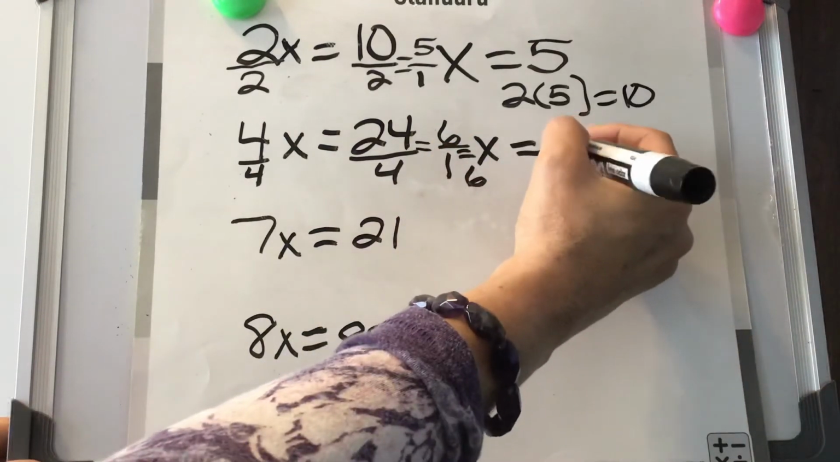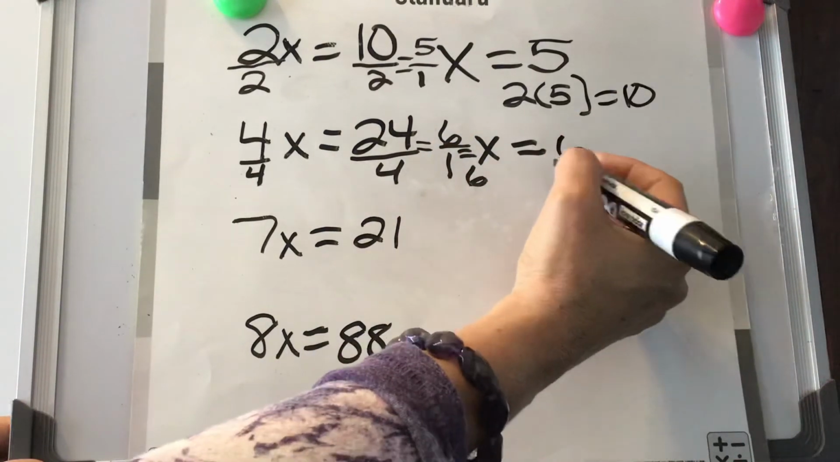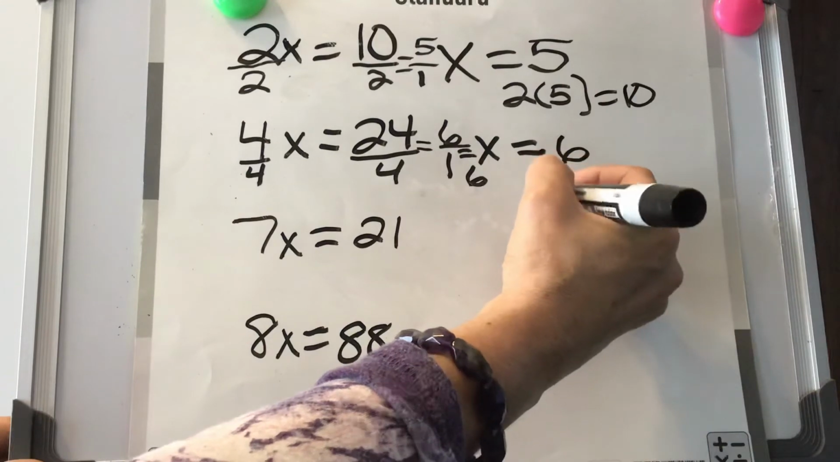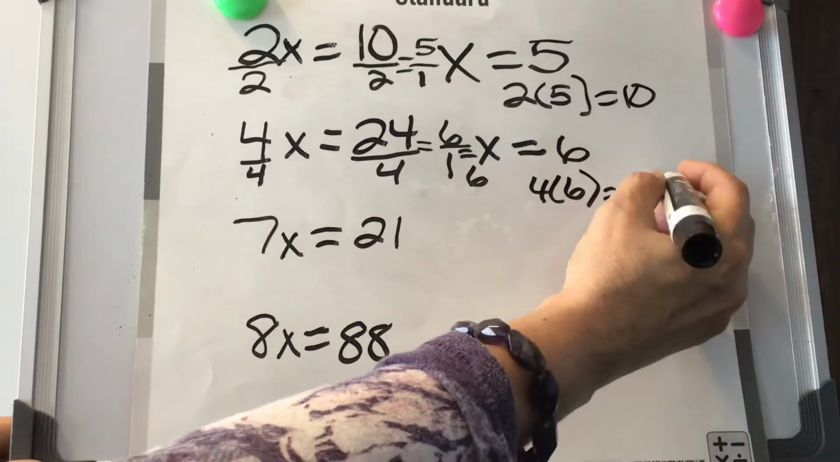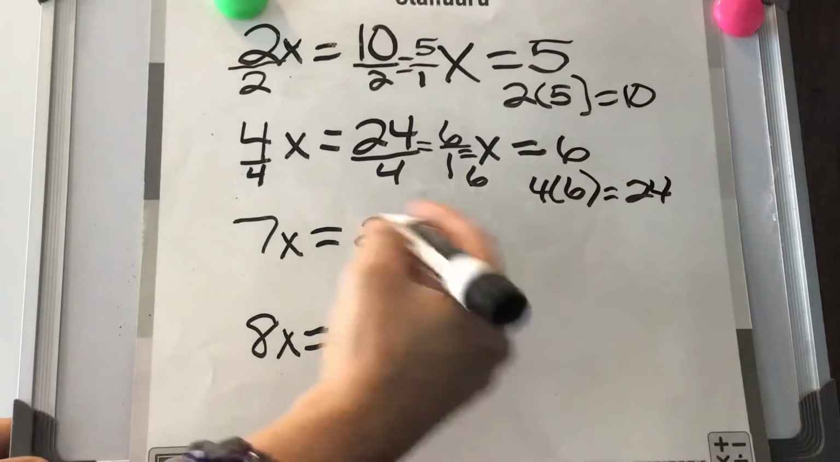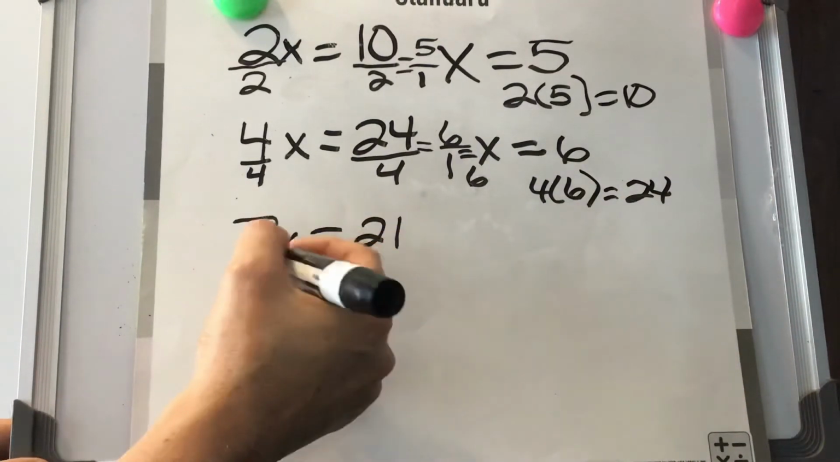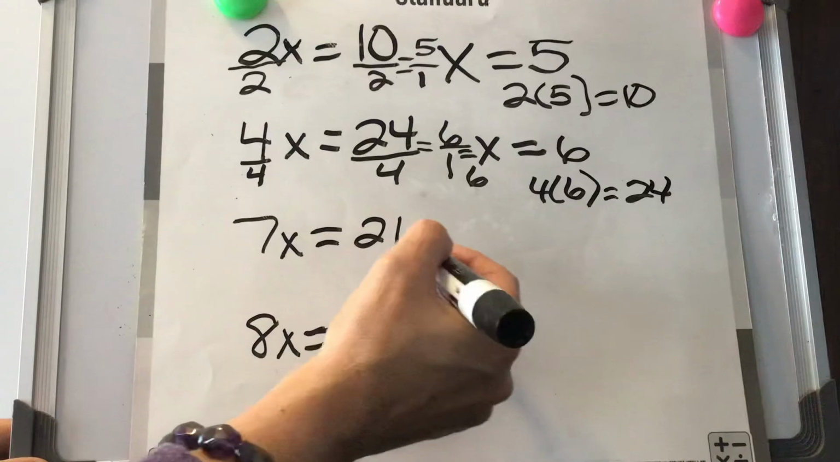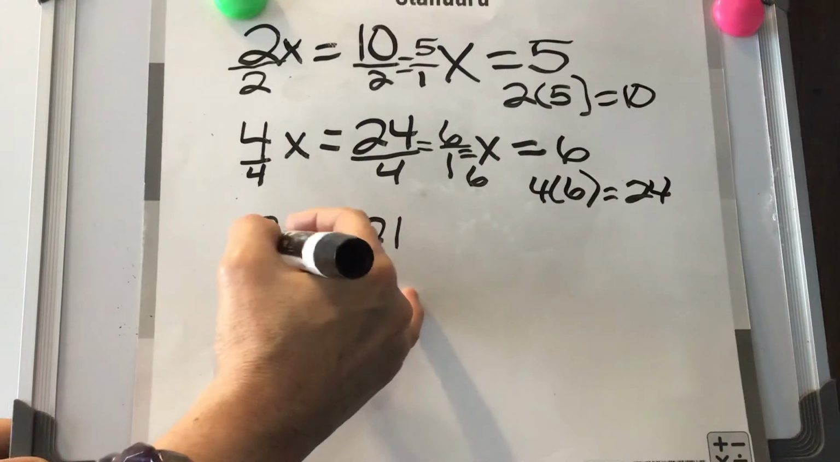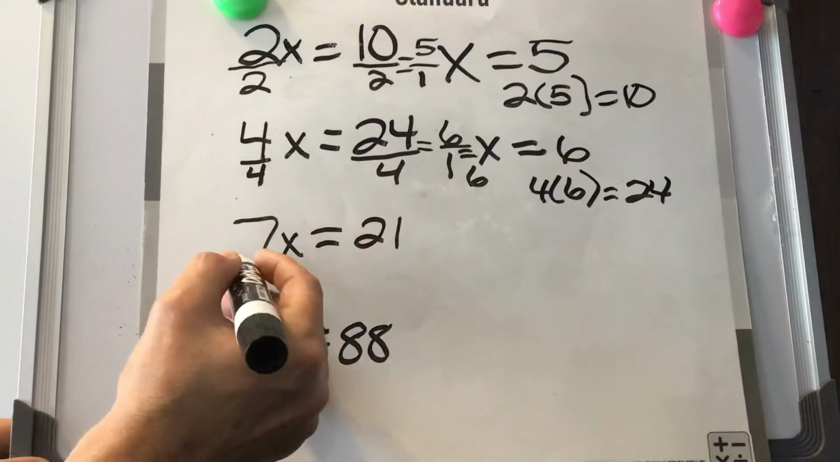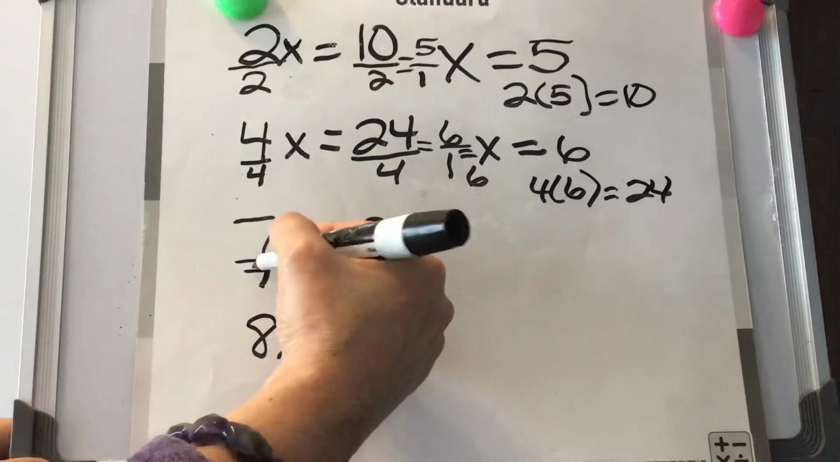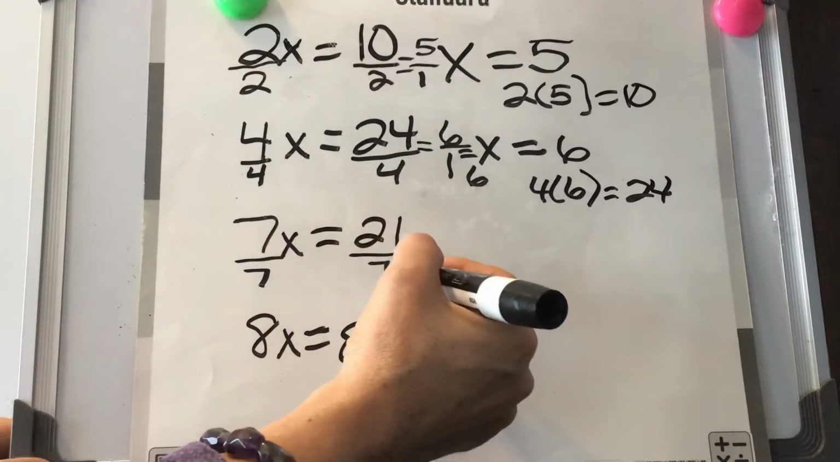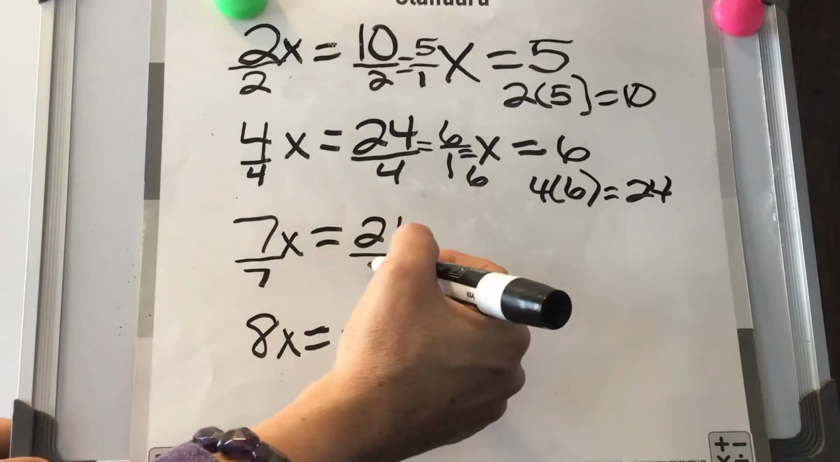So x equals 6, and let's see if that is correct. 4 times 6 equals 24. So that is correct. Okay, so let's go to the next problem. 7 times a number equals 21. And this is multiplication, so I'm going to divide instead of multiply. So what I do to one side of the equation, I have to do to the other side. So divided by 7 for both.